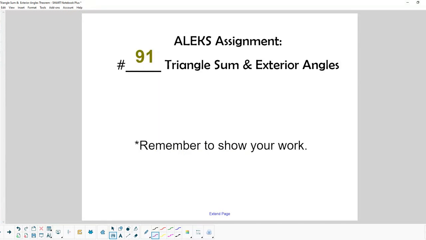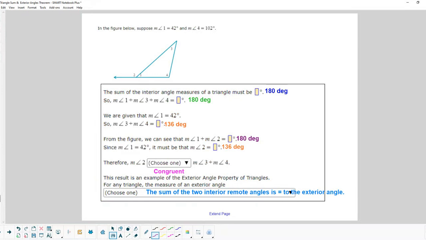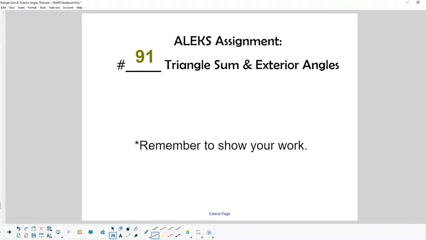Okay, so our assignment is number 91, triangle sum and exterior angles. And be sure to show your work. Now on the one that we just did back here, that's kind of a complicated one. So on that one, just put a smiley face on your work paper or a little note that that one was one of those kinds of problems. Okay, thank you very much.